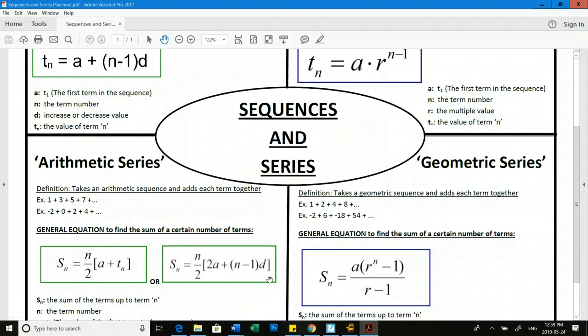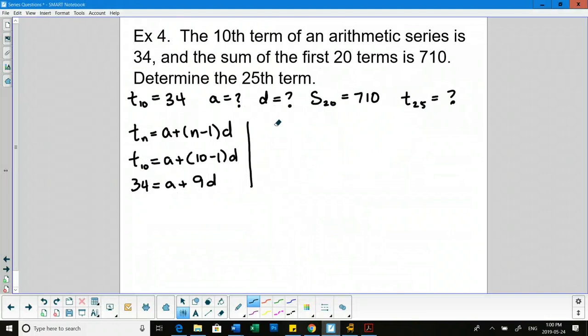Why the second one, Kylie? Yeah, so if I'm trying to solve for a and d, I would like my two equations to actually have a and d. This one has a tn, it doesn't have a d. So I'm going to use the second equation here. So we're going to set this up for what we know.